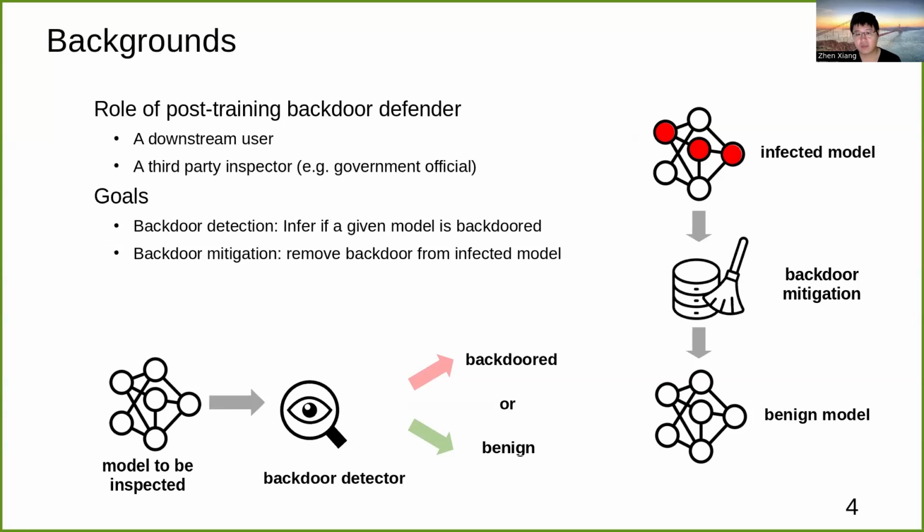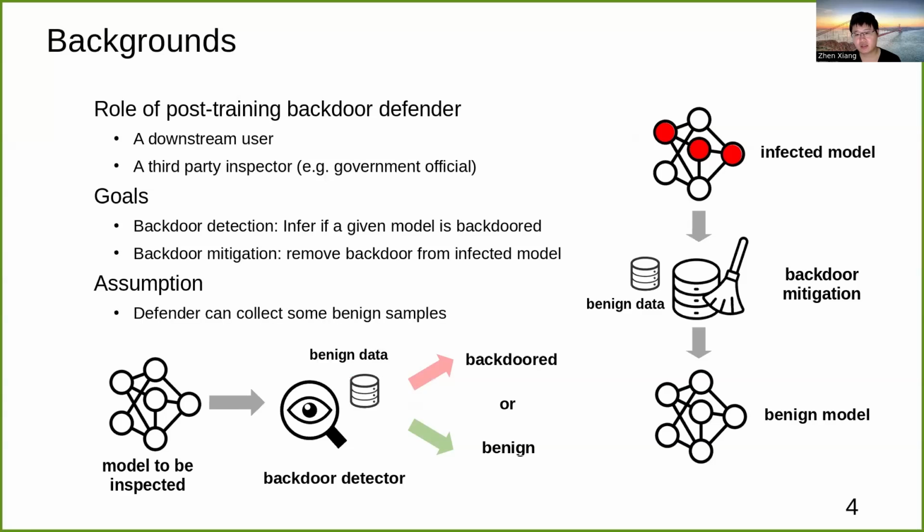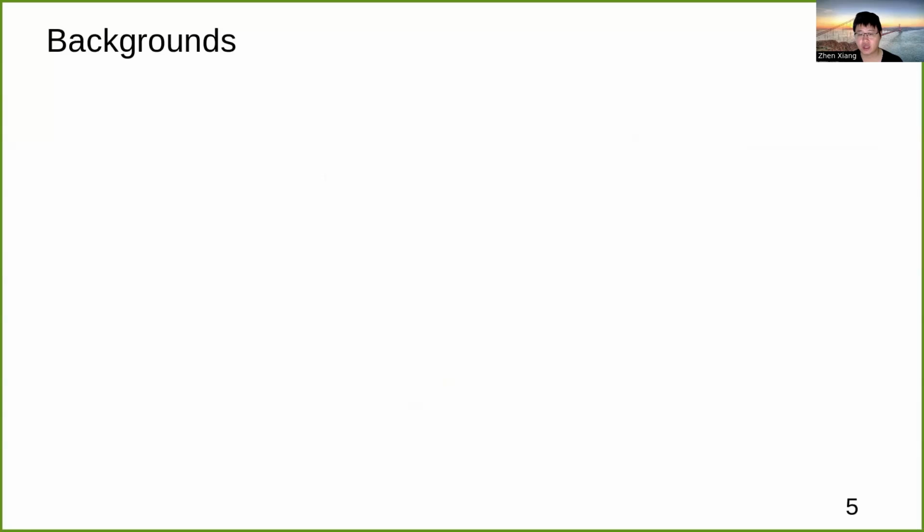And usually, for backdoor detection and mitigation, the defender is assumed to have some benign samples to complete the task. But note that in our detection work, we will relax this assumption. So our detector will not need any benign samples for detection, which is one of the major advantages of our approach. In practice, post-training backdoor defense is very challenging, especially for backdoor detection.